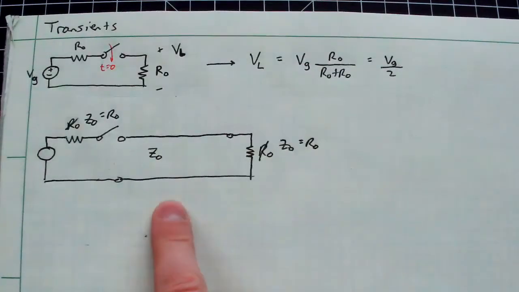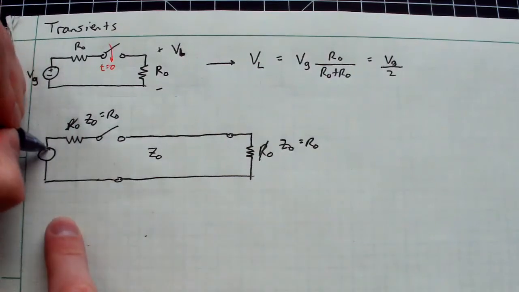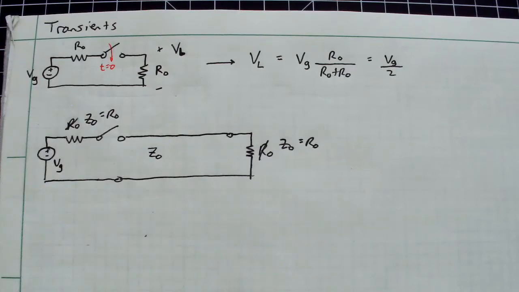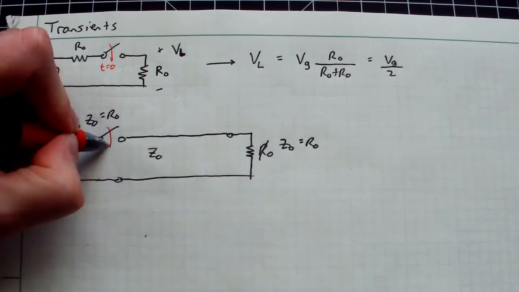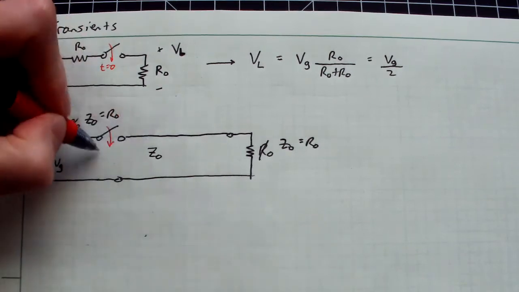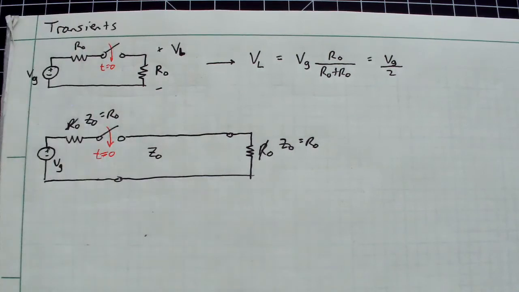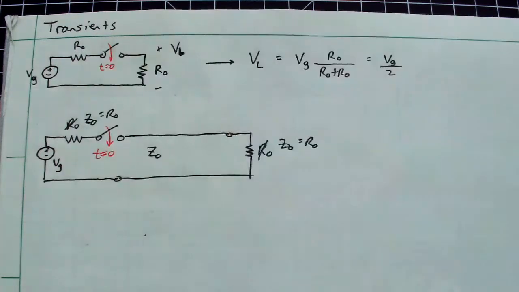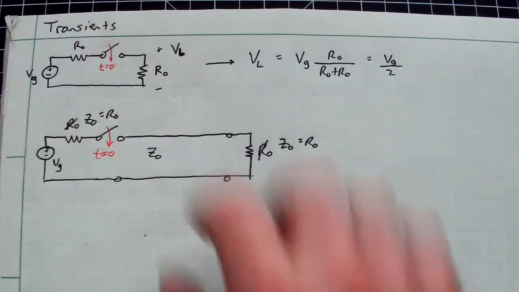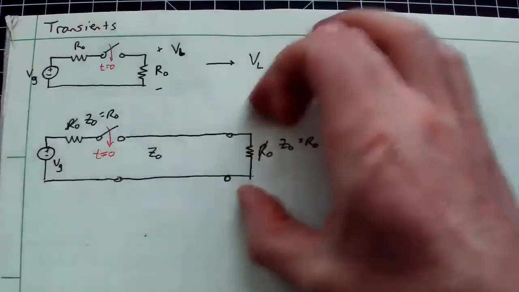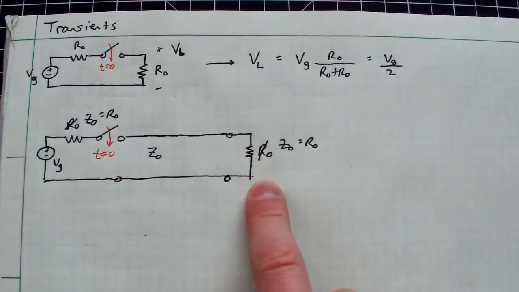So the idea is everything is still matched, and I just have some voltage here. Again, it has some amplitude V sub G. We'll just assume it's a constant voltage. And again, we're going to flip the switch here at time t equals 0 and ask ourselves what will physically happen in this scenario. Well, the whole point of transmission line theory is that there is some finite propagation delay between when I close this switch and when energy actually reaches the load.